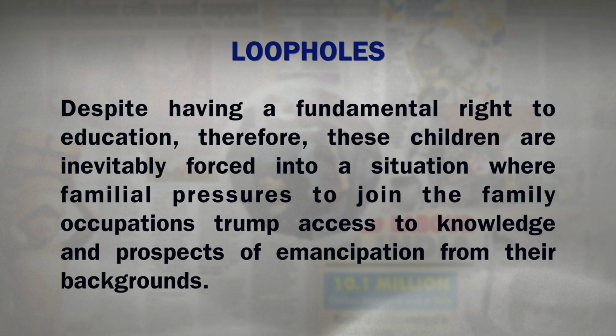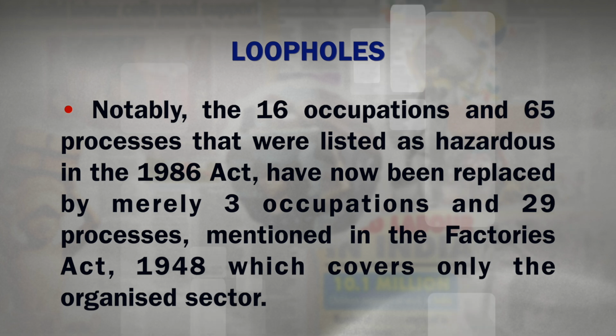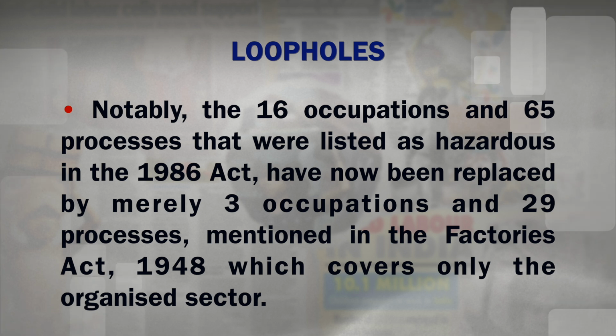Despite having a fundamental right to education, therefore, these children are inevitably forced into a situation where familial pressure to join the family occupation trumps access to knowledge and prospect of emancipation from their backgrounds. Notably, the 16 occupations and 65 processes that were listed as hazardous in the 1986 Act have now been replaced by merely 3 occupations and 29 processes mentioned in the Factories Act of 1948, which covered only the organized sector.